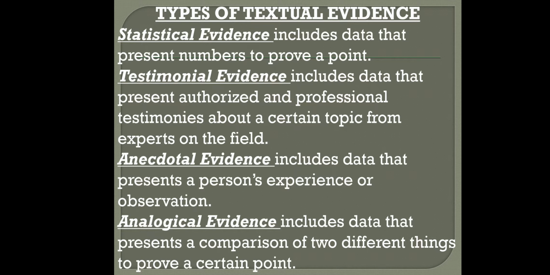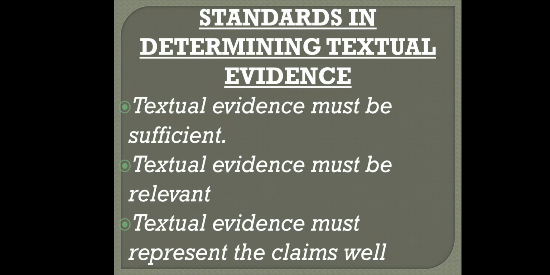All right, and we have analogical evidence, which includes data that presents a comparison of two different things to prove a certain point. So there has to be a comparison. For example, in the Joy dishwashing liquid, Michael V advertisement, they always compare one sachet of Joy with one sachet of brand X or brand Y, and then they compare how many dishes they were able to wash with that one sachet. And Joy, of course, always wins because it's the branded one. That's analogical evidence.